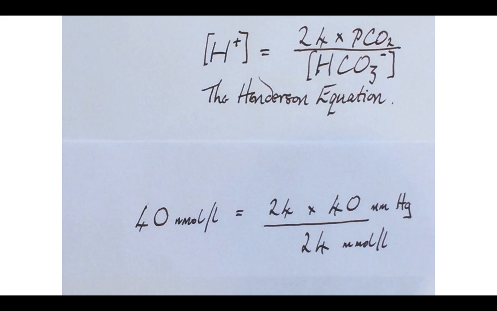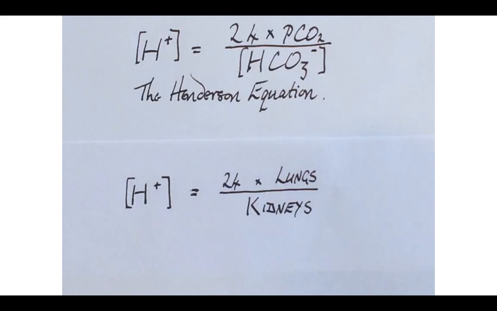The other way in which the Henderson equation is helpful to you is to recall that the lungs control PCO2 and the kidneys control bicarbonate. So we can crudely parody this equation as the hydrogen ion concentration is proportional to the action of the lungs over the action of the kidneys. If the lungs work harder, that is to say increase alveolar ventilation, then PCO2 will fall and the hydrogen ion concentration will fall, the blood will become more alkaline, a respiratory alkalemia.